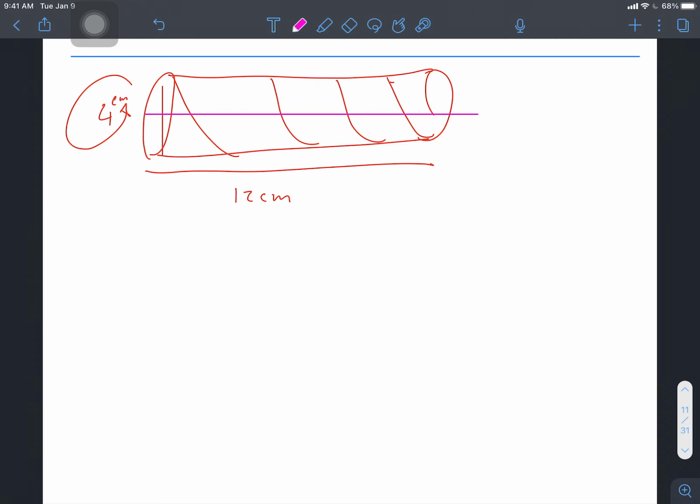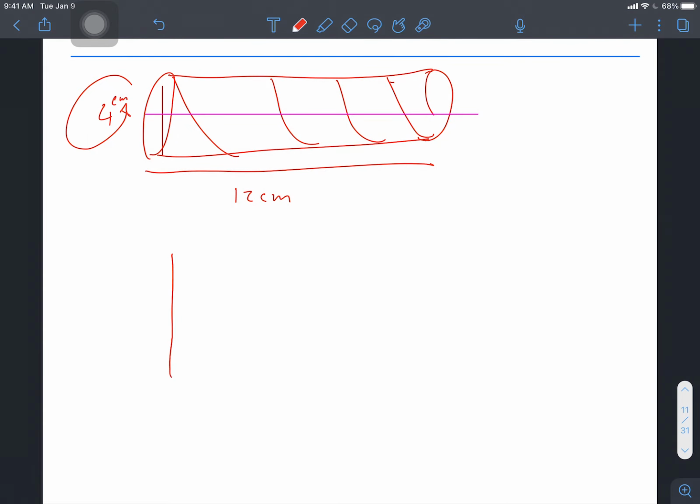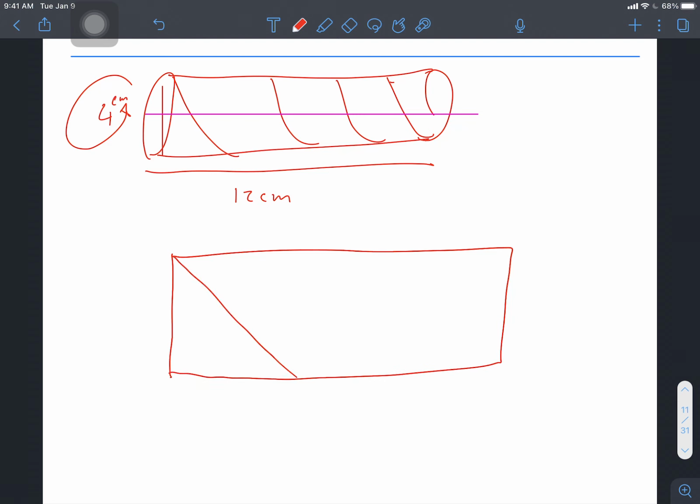make a cut along the length of this tube and flatten it out. If you do that, you'll end up with a rectangle with our string wrapping around kind of like this. 3, oh, I need one more. 4. Okay, well, I didn't draw it very well.